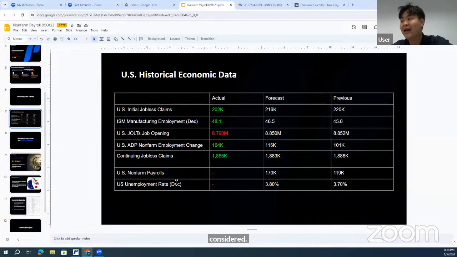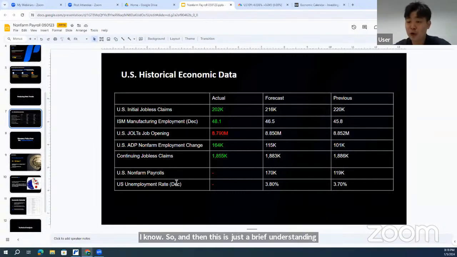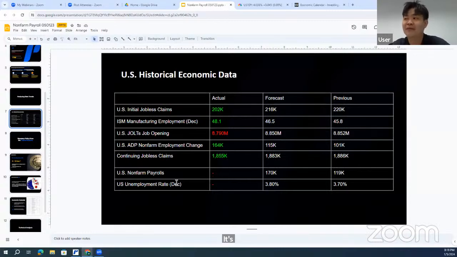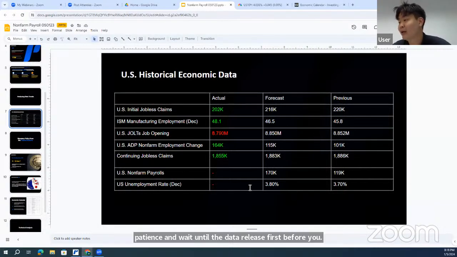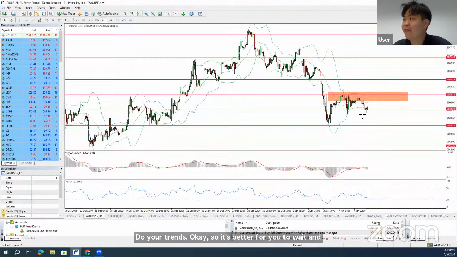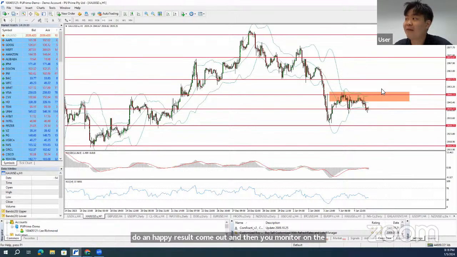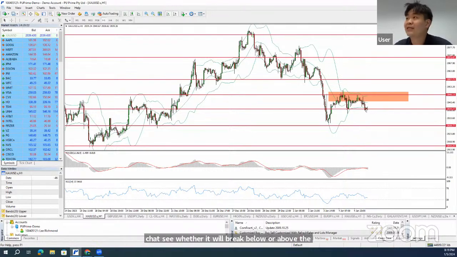For a new trader, it's advisable to monitor the trend instead of just entering the market. It's better to have some patience and wait until the data is released before you do your trades. So wait until the NFP result comes out, then monitor the chart, see whether it will break below or break above the resistance level, then you trade on it. This is for the new trader.